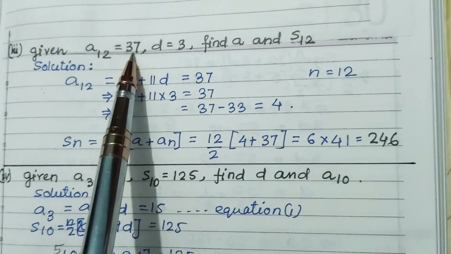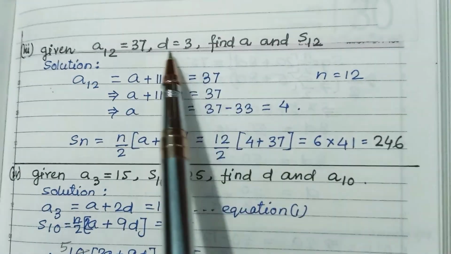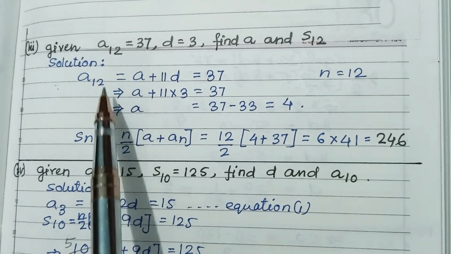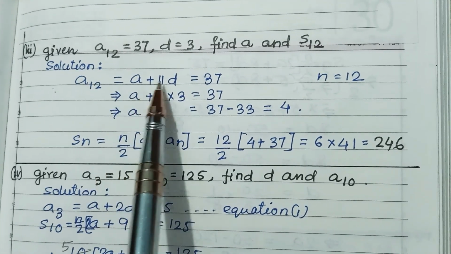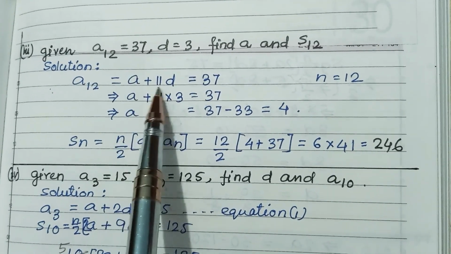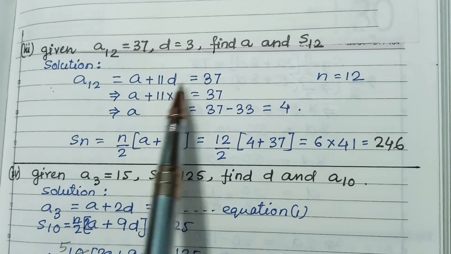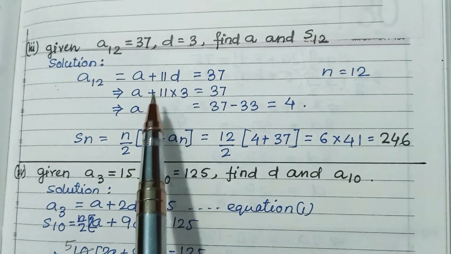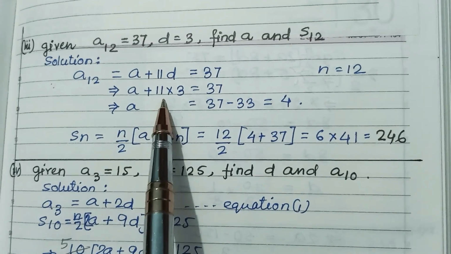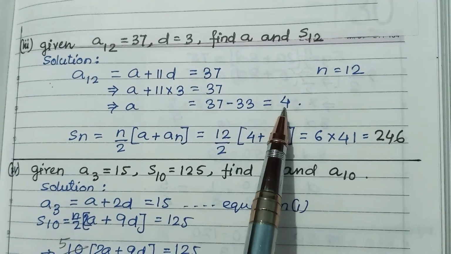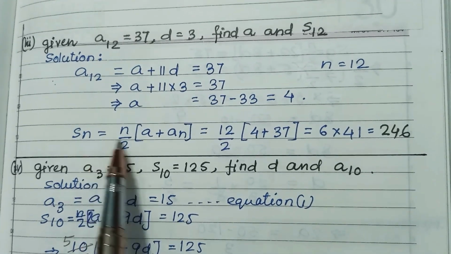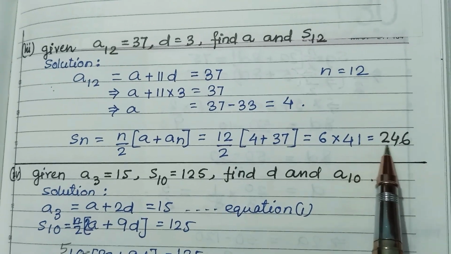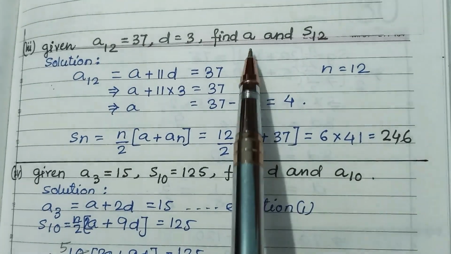A12 is 37. Given d is equal to 3, we have to find a and s12. Now a12 has been given, so the formula is a12 is equal to a plus 11d, because 12 means n minus 1, 11d is equal to the given 37. Now substitute the value of d here, a plus 33 is equal to 37. So a is equal to 4. Now again in the formula for Sn, substitute this value, and Sn is equal to 246. So a and Sn we have got.